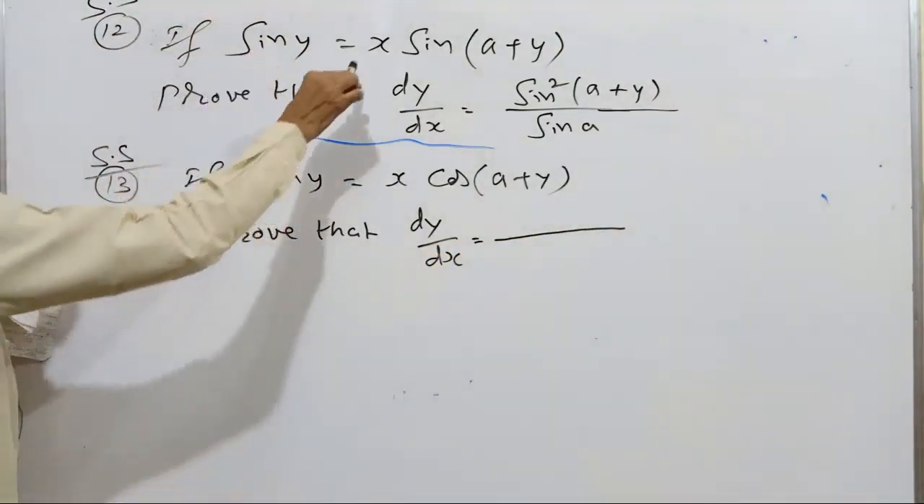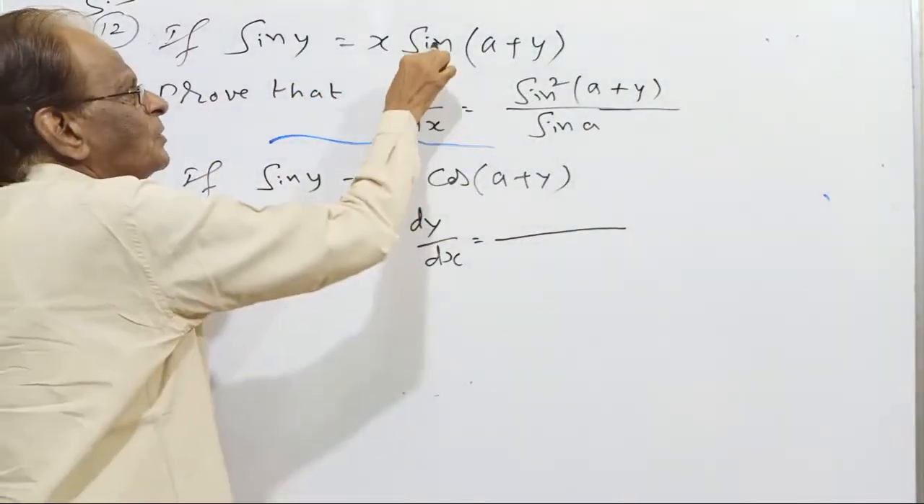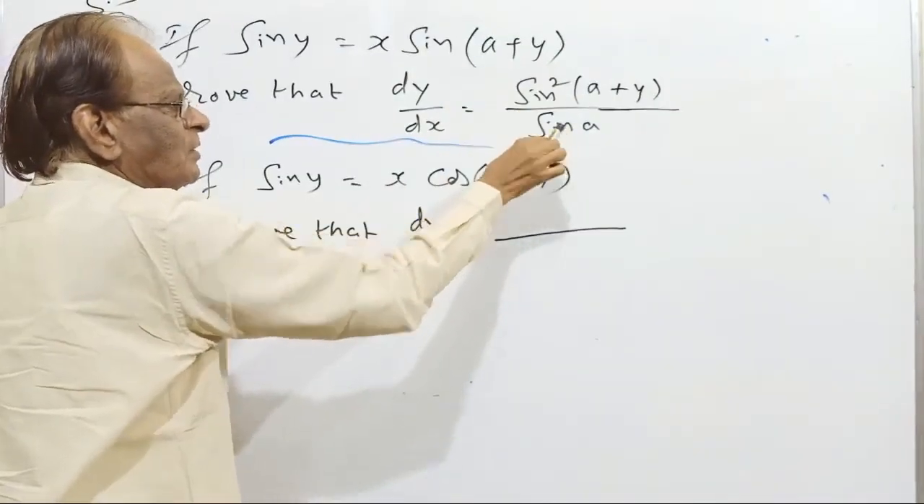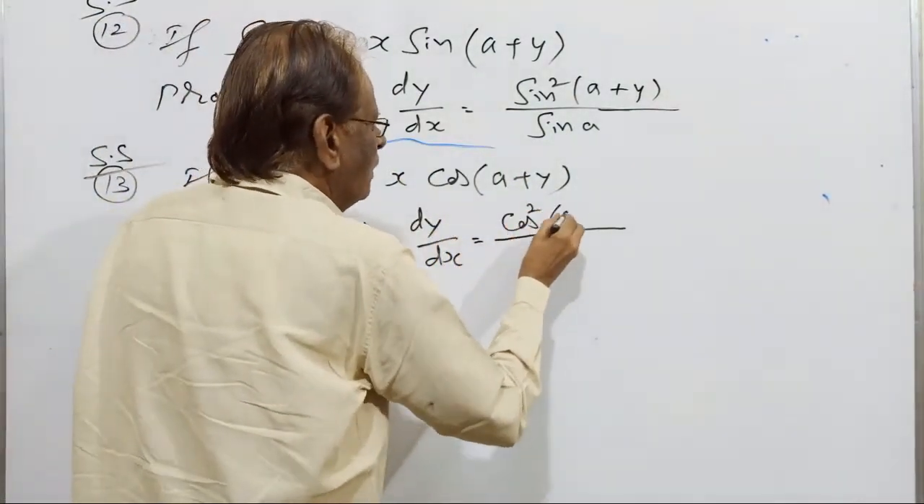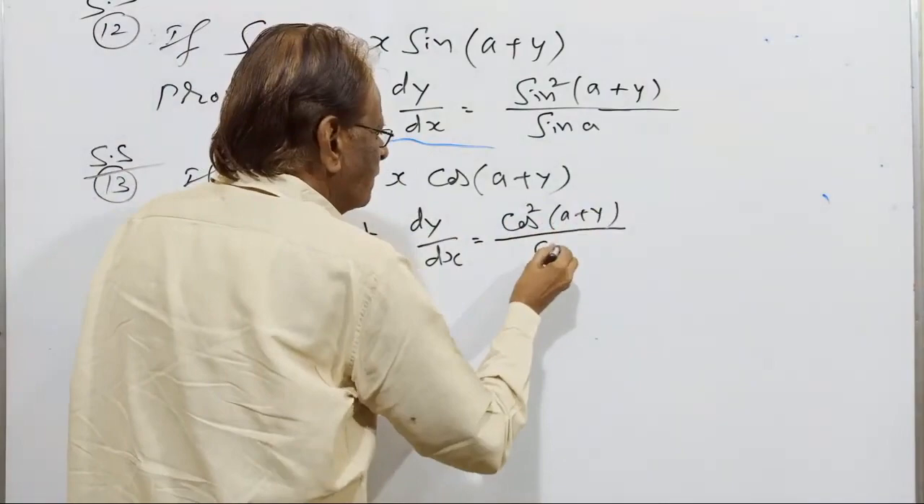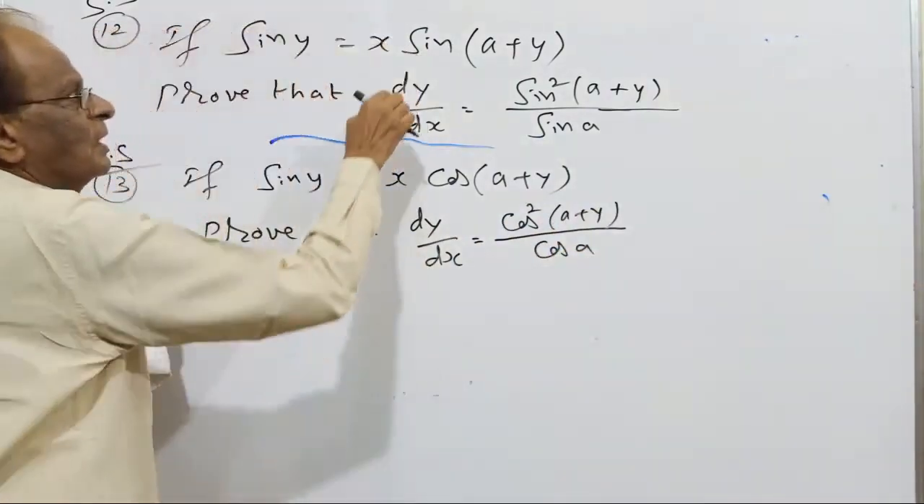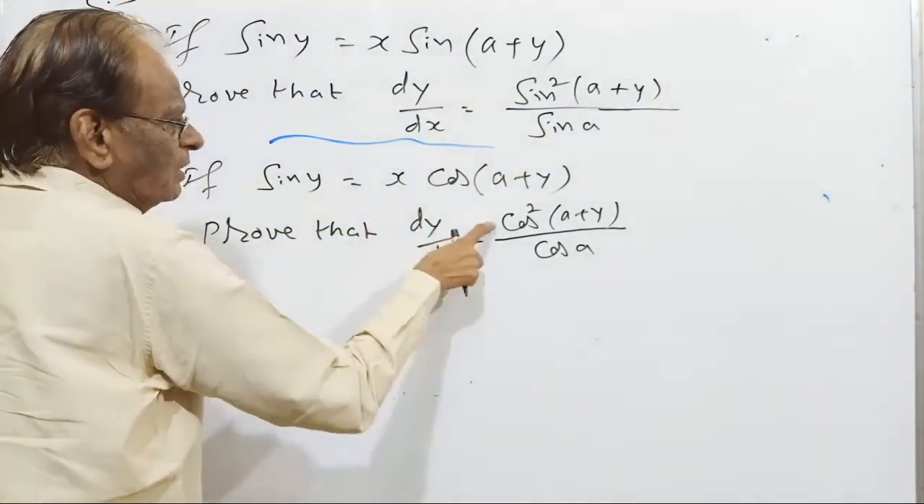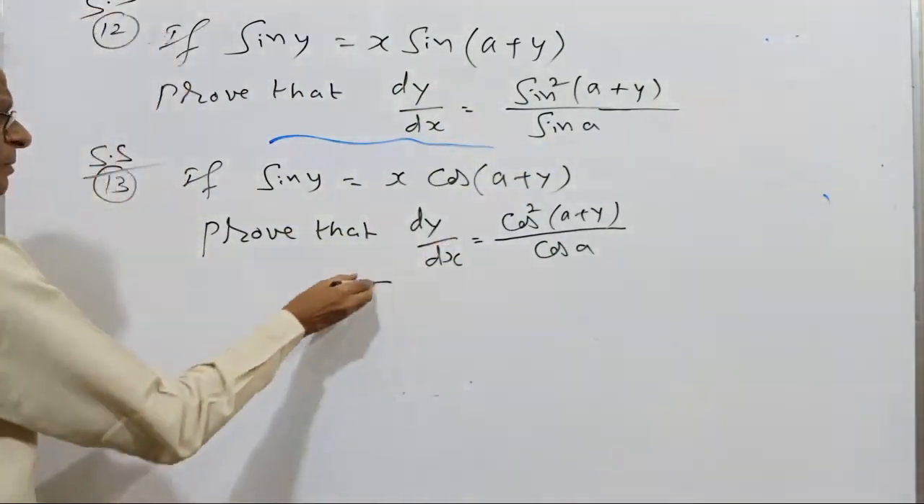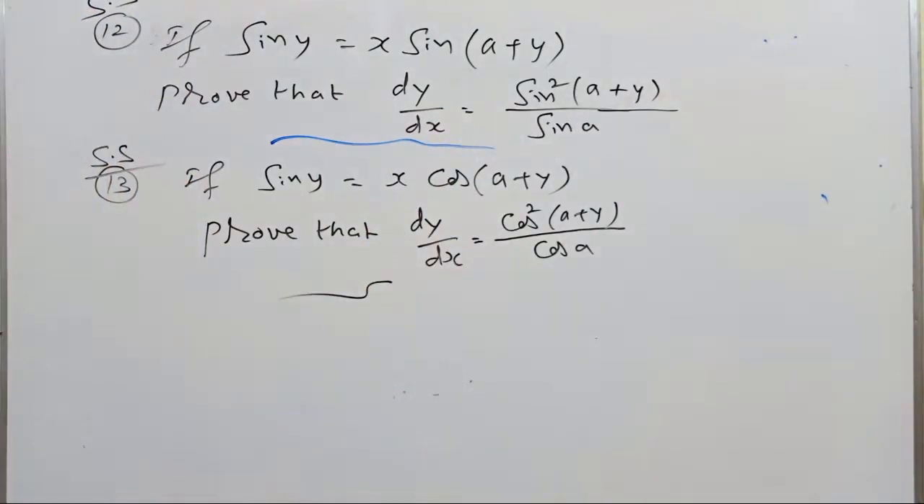Sin y, same; x, same. If sin comes, sin same, same time; if cos comes, cos squared (a plus y) by cos. Due to sine, sine, sine. Due to cos, cos plus. Same type. Remember the step.